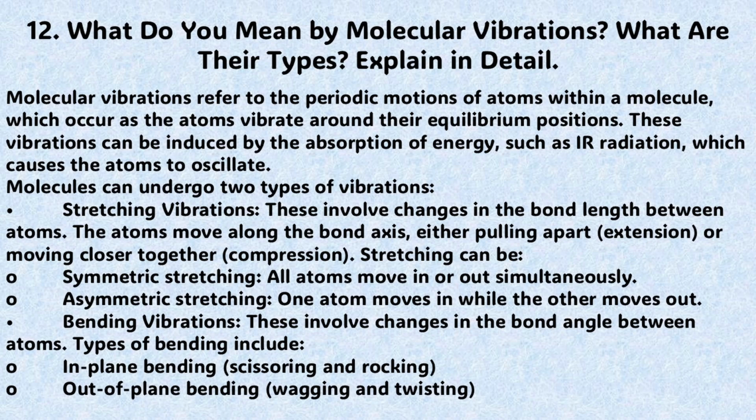Bending vibrations. These involve changes in the bond angle between atoms. Types of bending include in-plane bending: scissoring and rocking; and out-of-plane bending: wagging and twisting.